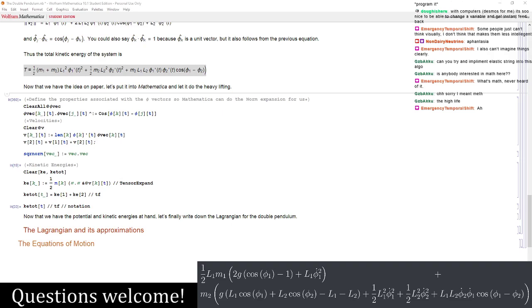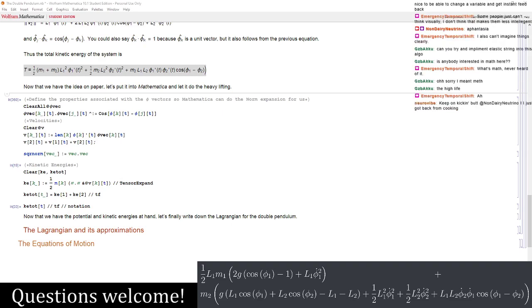Okay, so let's see. Chat. Okay, so Doe says, with computers, Desmos for me, it's so nice to be able to change a variable and get instant feedback. Yeah, that keys into exactly the manipulation capabilities of Mathematica that I also love very much.